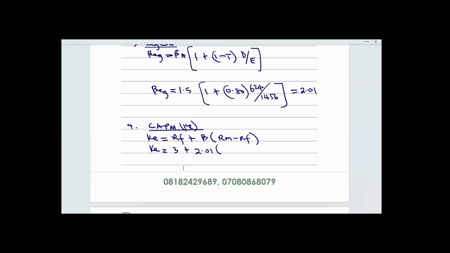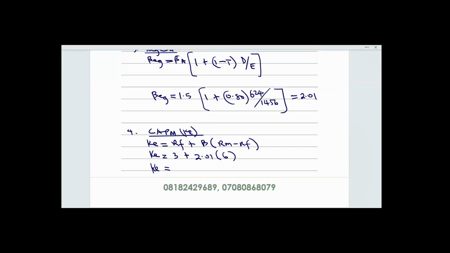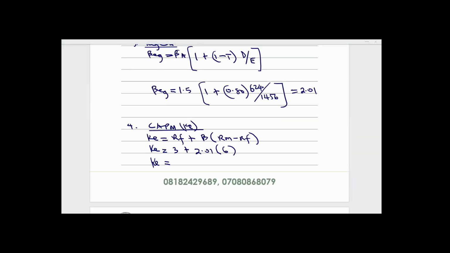What's market return? In the question, we are not given market return. We are given market risk premium to be 6%. So the difference between market return and the risk-free rate of return is the risk premium, which in this case is 6%. Therefore, cost of equity is equal to 2.01 multiplied by 6 equal, then plus 3 equal 15.06. Here is 15.06%. That's the cost of equity.